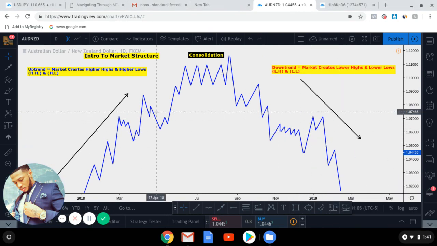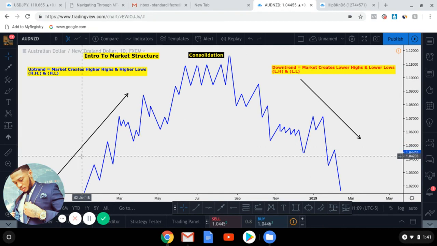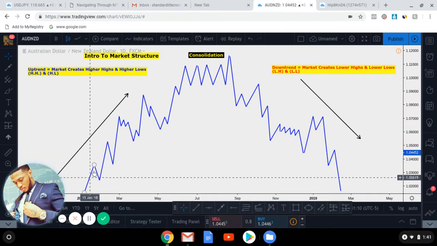So as we're going throughout this process, guys, when you're marking up your charts, first off, you want to start identifying where your highs and your lows are. And typically you want to see an easy to see move.